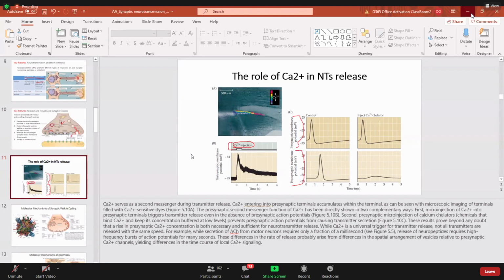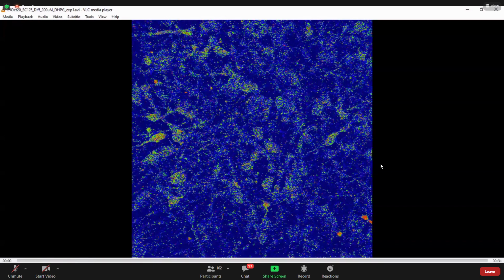So you can see here, we have neurons, okay, which we differentiate from stem cells, then we load with the calcium dyes. And so what I did is I basically added a stimulus at time frame 20 to see if that can depolarize the neurons, okay? And what you see is this.